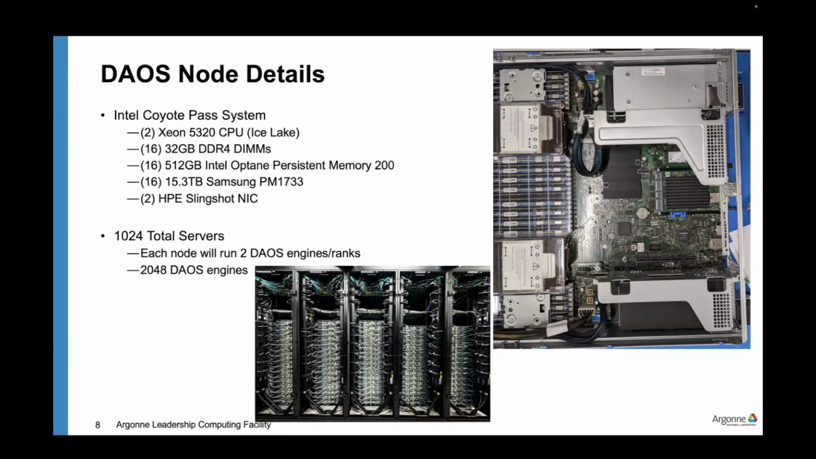Any questions on an individual slide here? The key is that there's 2 sockets. There's memory, Optane, and NVMe that are all on dedicated PCIe lanes that are dedicated to each of the 2 sockets. In other words, each socket has 16 gigabytes of DDR4, has 8 512 Optane DIMMs and 8 15 terabyte SSDs that are owned exclusively by that socket.